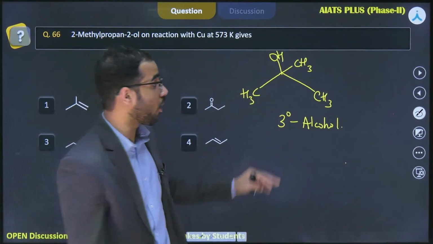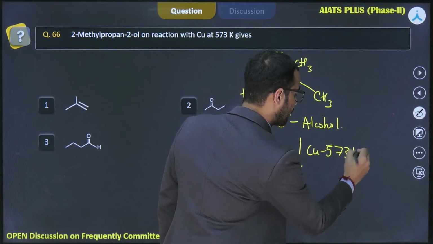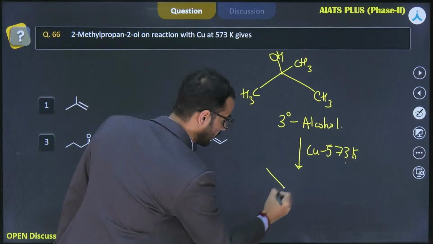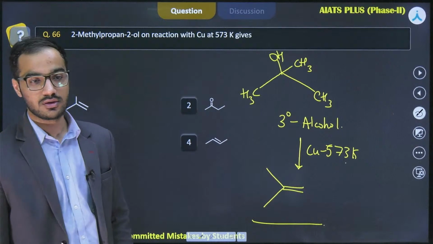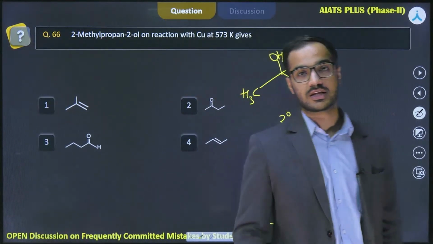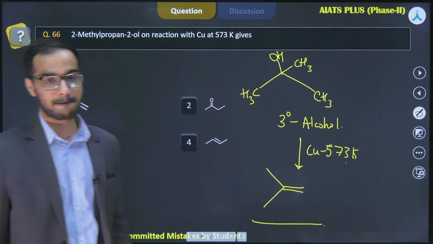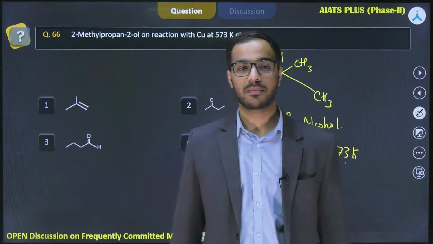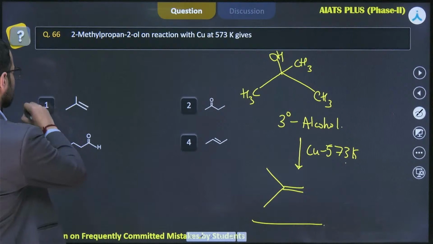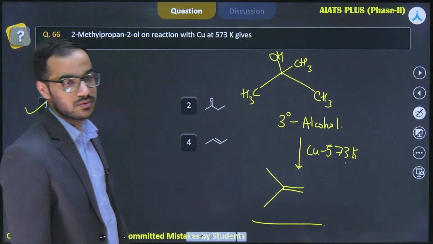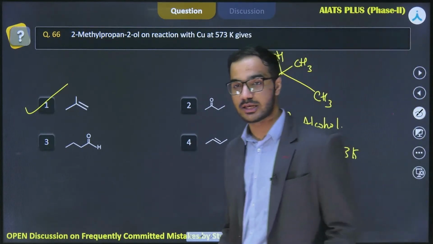And on reaction with copper at 573 Kelvin, you will get an alkene. This is the major product of this reaction. I hope this is clear to you all. Is it? Okay, so the product is option number 1. Shall we move to the next conceptual question?